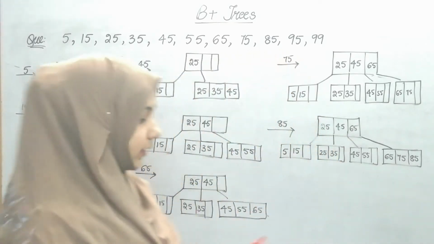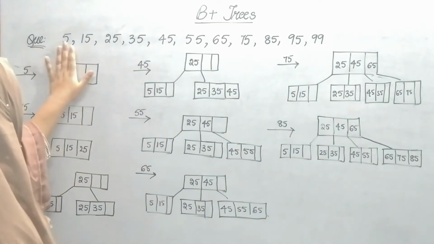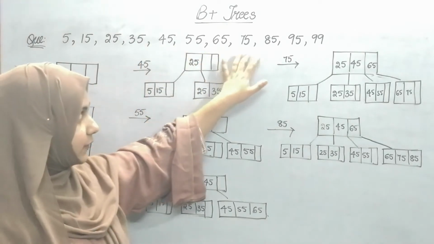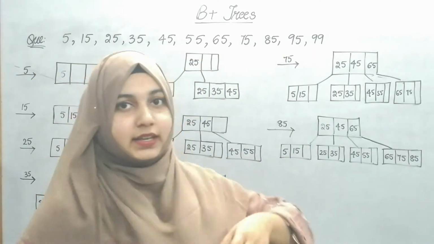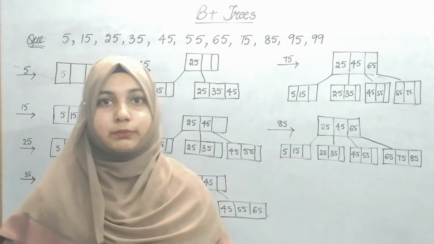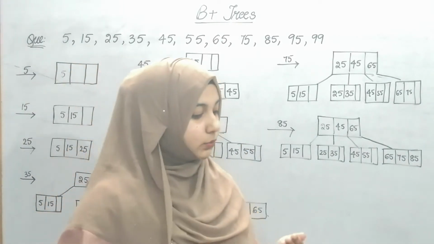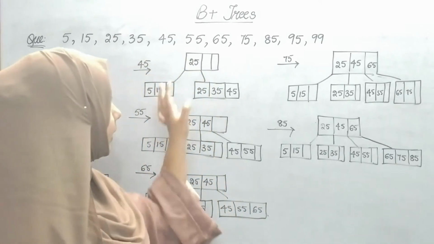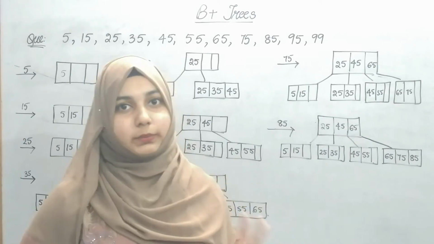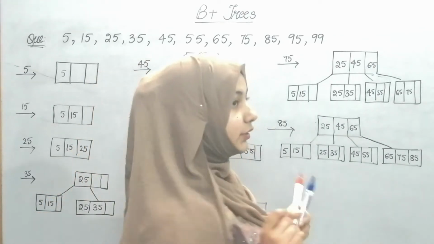Okay, so now suppose this is the question given to me: 5, 17, 25, 35, 45, 55, 65, 75, 85, 95 and 99. Suppose this is the data given to me and I need to insert this data in B+Tree. So for that, what I need to do? One thing is the data given and the other thing is the order of the tree, which will be given.